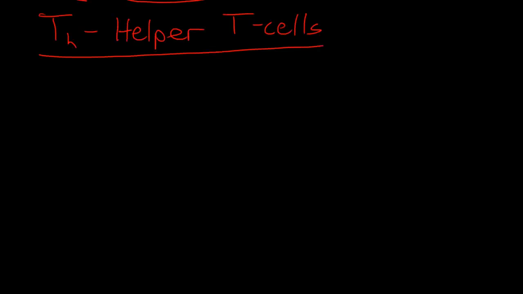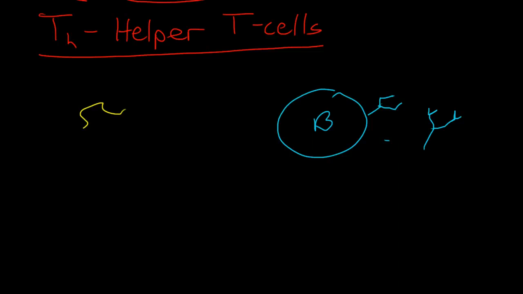Now, helper T cells play a very central role in our immune system, because they regulate the activity of both the adaptive immune system, with B cells and the immunoglobulins that plasma cells produce, and they also play a very critical role in controlling the innate immune system by regulating the activity of macrophages. Now, how do they do this?